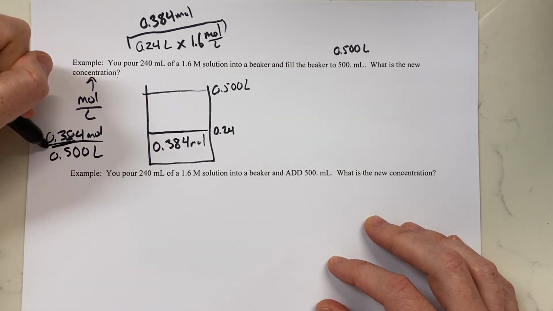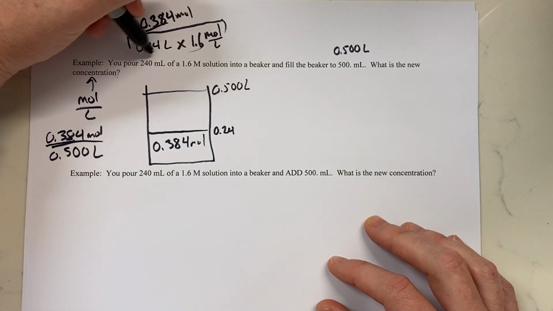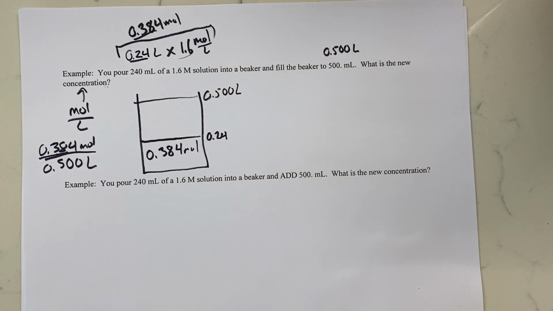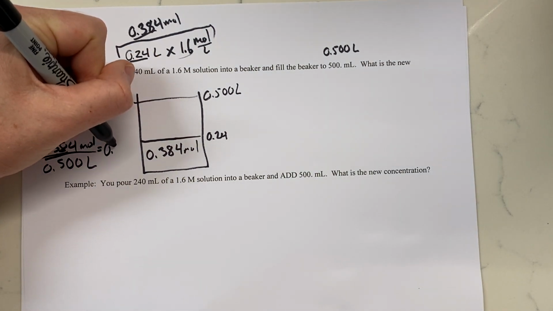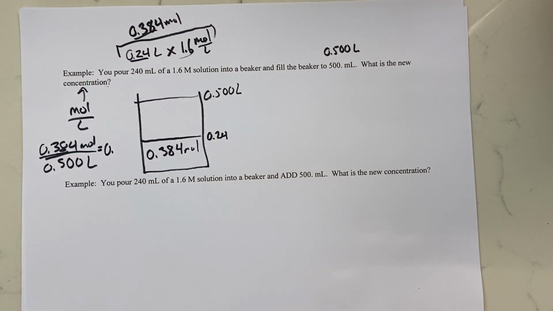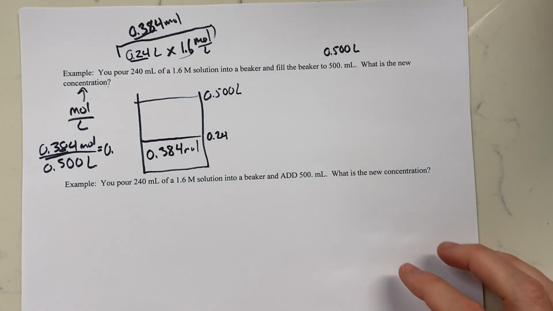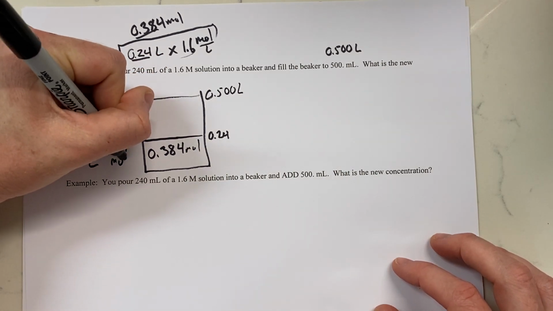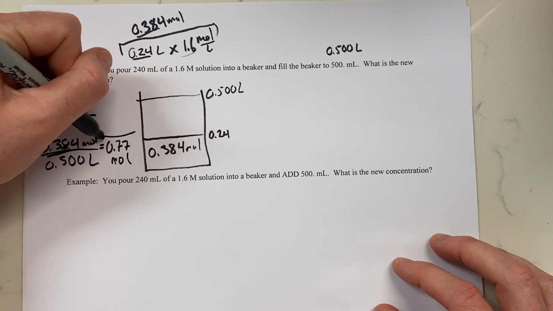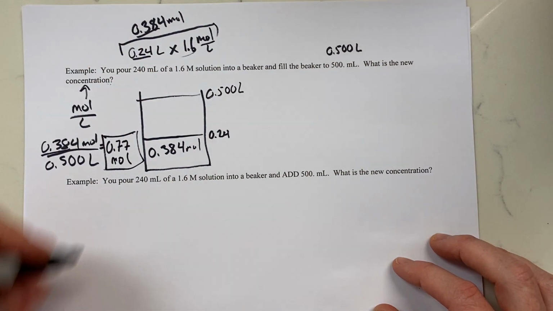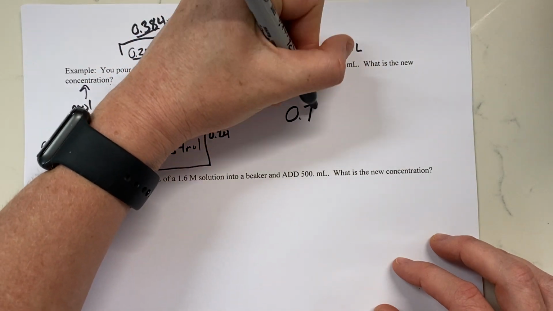0.500 liters. This 0.384 only had 2 sig figs because it's 1.6 and this had only 2 sig figs. So our new concentration is 0.384 divided by 0.500. And I get an answer of 0. That just doesn't work out. Oh, yeah, no, that's great. 0.384 divided by 0.5, 0.77 mole. Again, I'm sorry this is raw, but I do expect you guys to be doing this with me. Mole per liter. So 0.77 mole per liter.